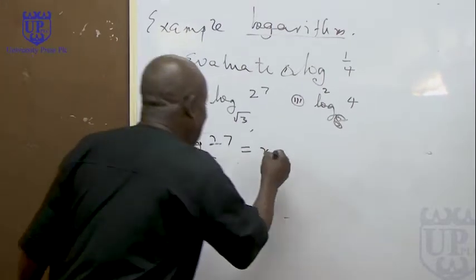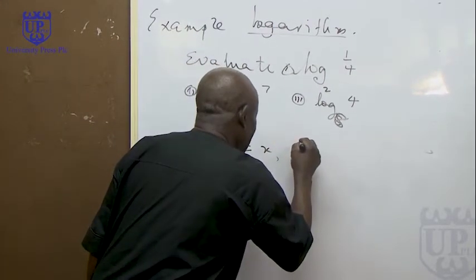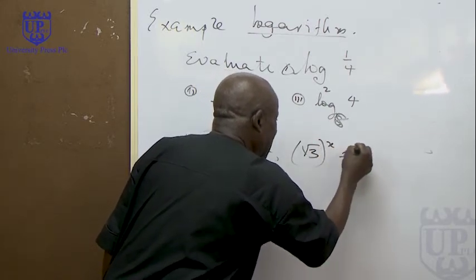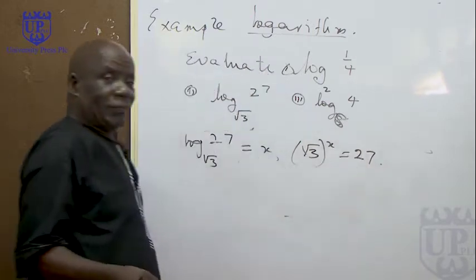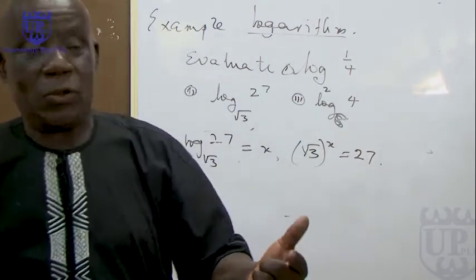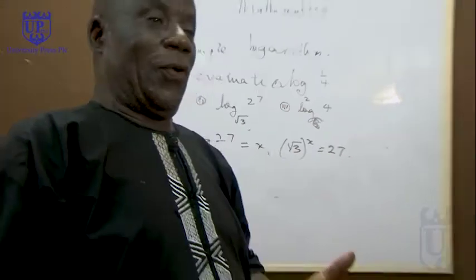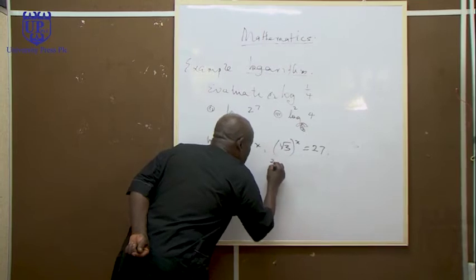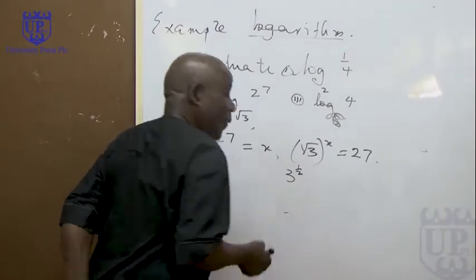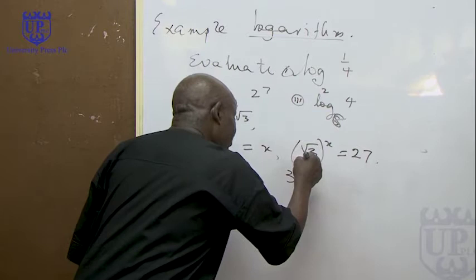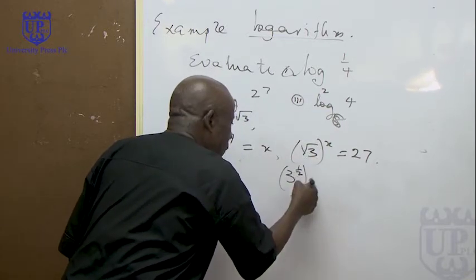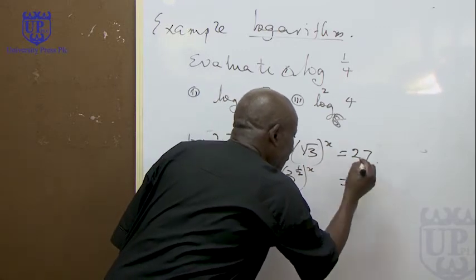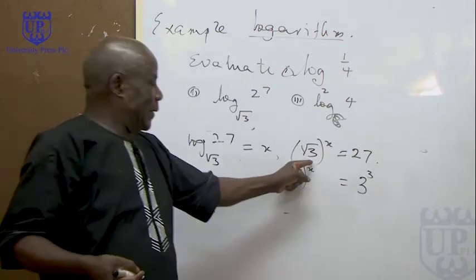So in this case, the square root of 3 raised to power x equals 27 by general definition. And I told you earlier, the square root of a number is that number raised to power half. So the square root of 3 is 3 raised to power half. This becomes 3 raised to power half x equals 3 raised to power 3.